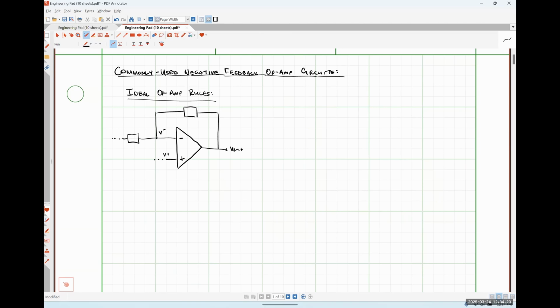But anyway, anytime we have a system where we've got a connection from our output node back to our inverting input node, we have a negative feedback amplifier system. And the two rules that we're going to use to analyze these circuits are as follows. So no current can flow into or out of the input terminals of the op-amp.